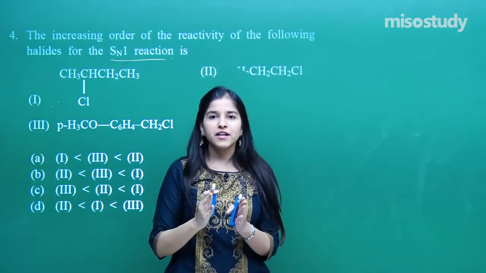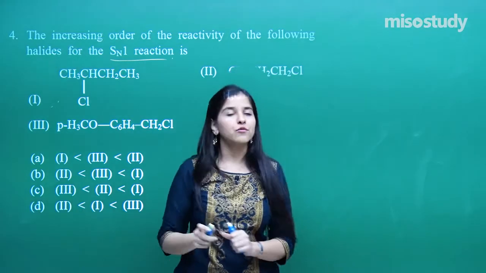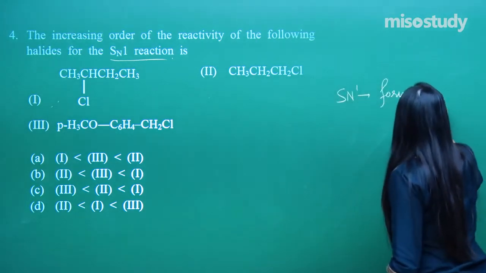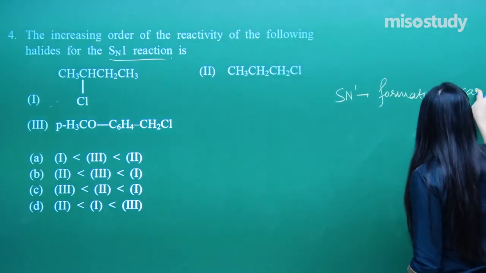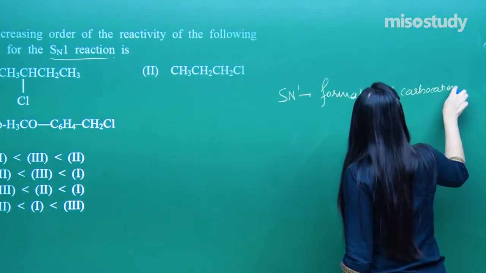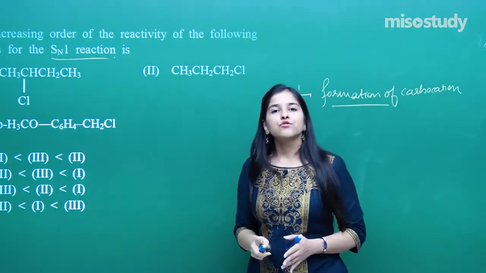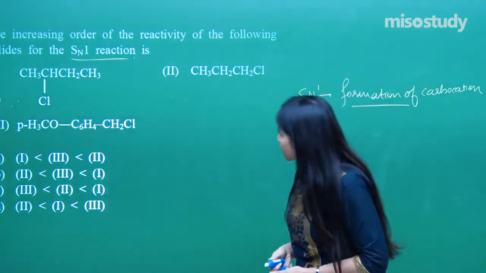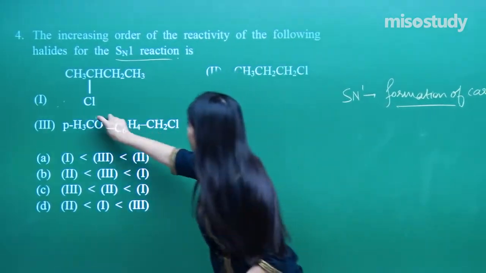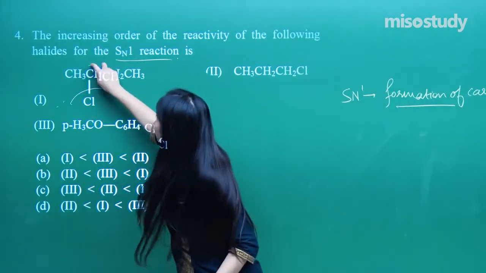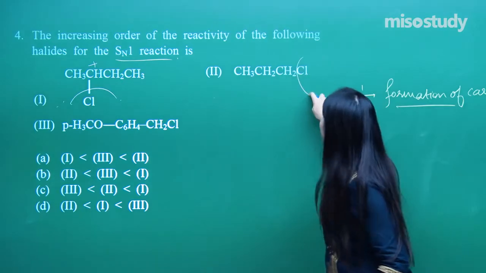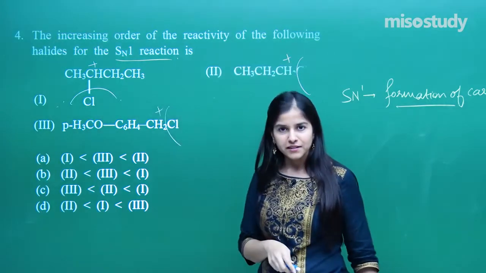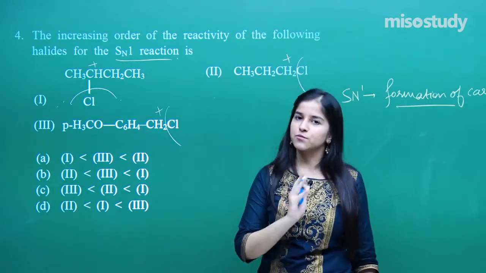We all know that SN1 is associated with the formation of carbocation. So what will be the approach in such questions? The direct approach will be, you first obtain the carbocation, then see the stability of that. So I remove the chlorine, I get the carbocation. Again I remove the chlorine, I get the carbocation. Again I remove the chlorine and get the carbocation. So let us analyze these carbocations, which one is more stable.